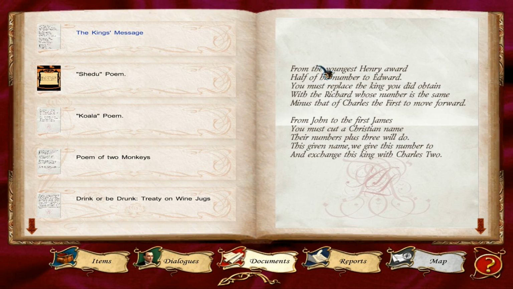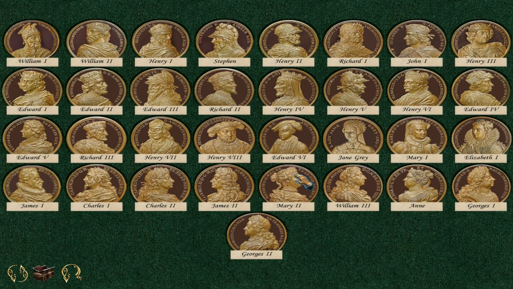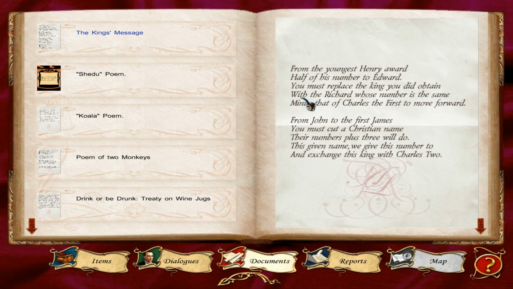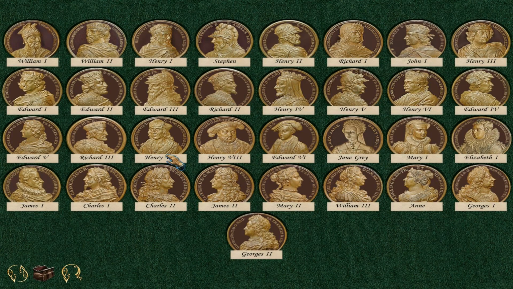What? Half? Right, from the youngest Henry, award half his number to Edward. So Henry the 8th, assumably, is the youngest, because otherwise you can't half one, you get complications. We got Edward the half. So, Edward the 4th to Richard of the same name. Now, Richard the 4th was of course the king during Blackadder, but he wasn't a real king, and we don't have another Richard.